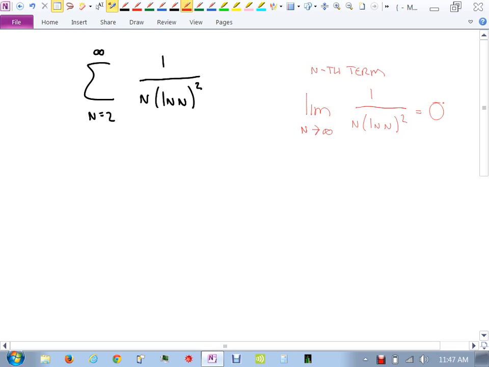Nah, there's no n's in any powers. Is it harmonic? Well, we have the 1 over n, don't we? But we got a bunch of other stuff down there too, don't we? So you can't split it apart.